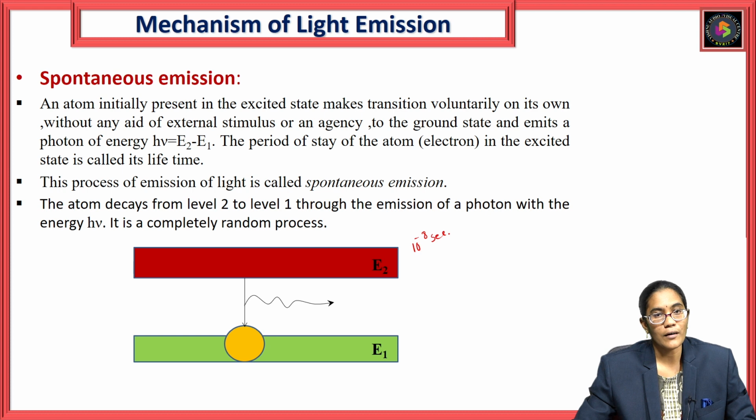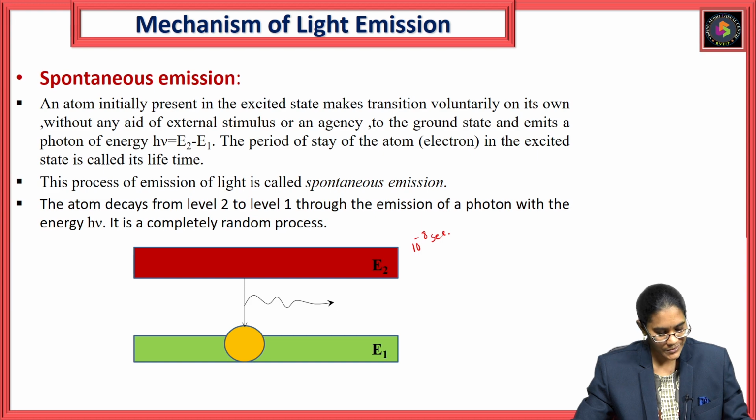Here we are not giving any external source. Directly, automatically, the atoms come from the high energy state to the lower energy state. So this process is called spontaneous emission. Here the atom decays from level 2 to level 1 through the emission of a photon with energy h nu, and it is a completely random process. The emitted photon will not maintain any specific time and any specific wavelength.